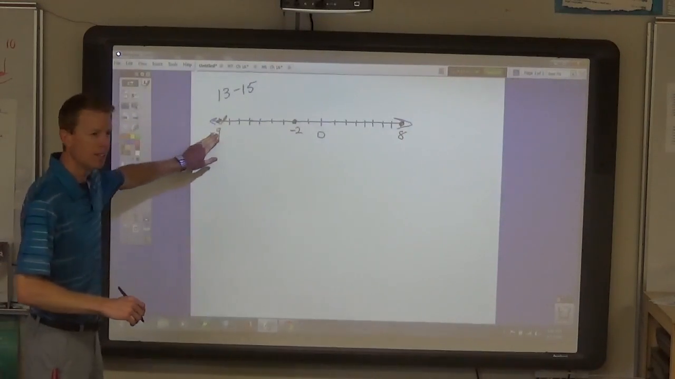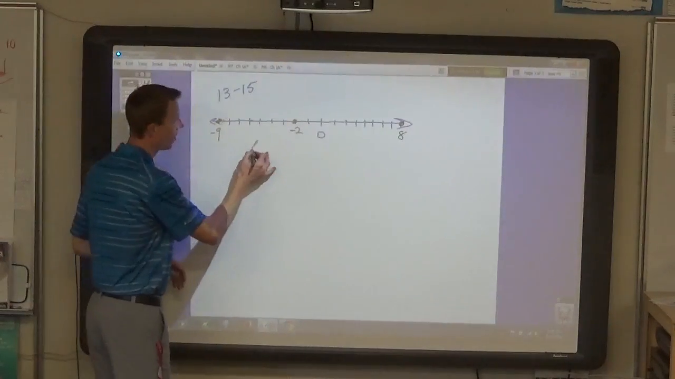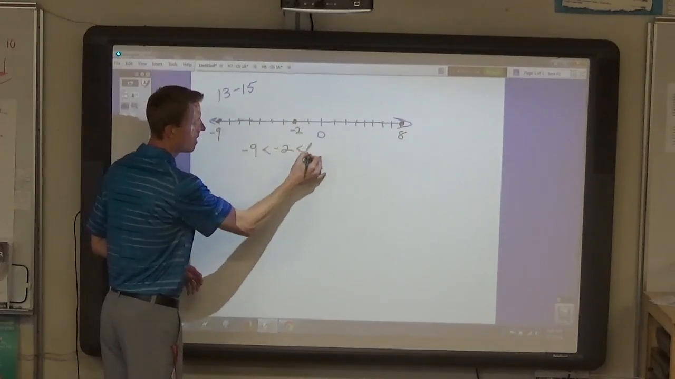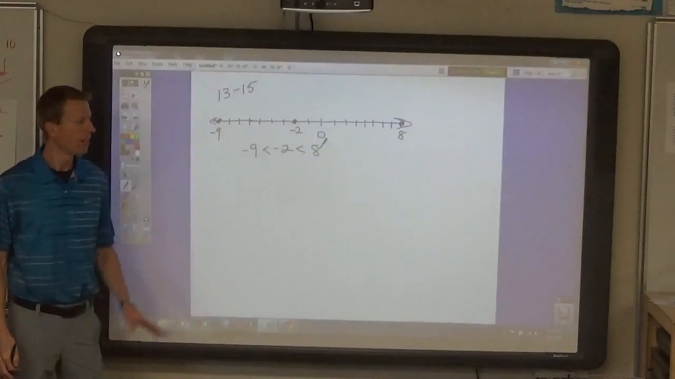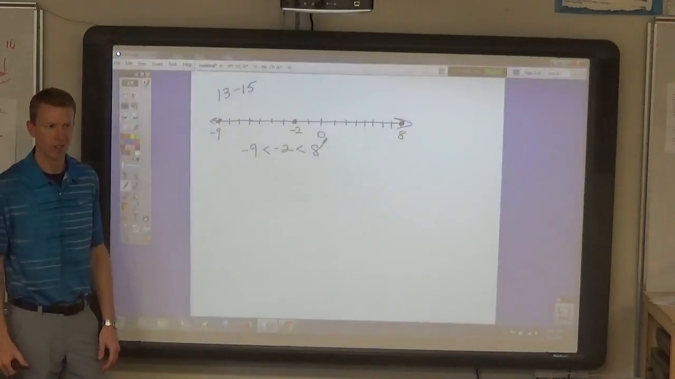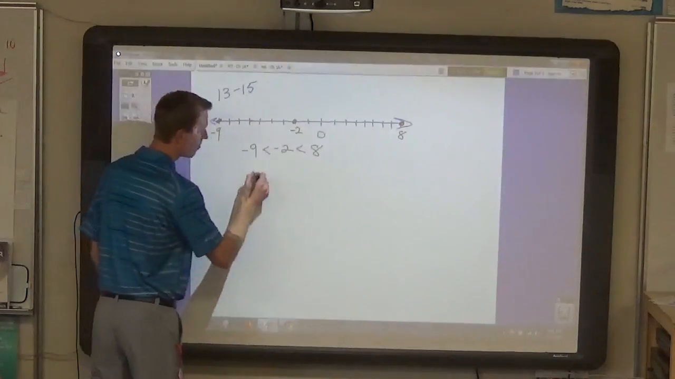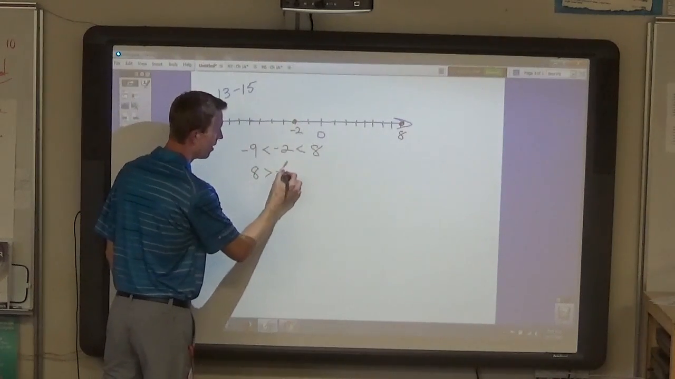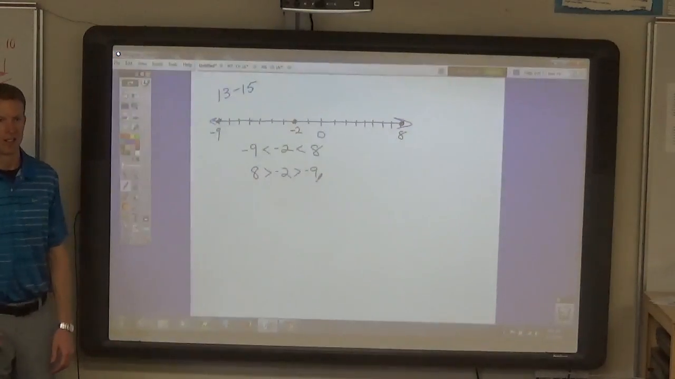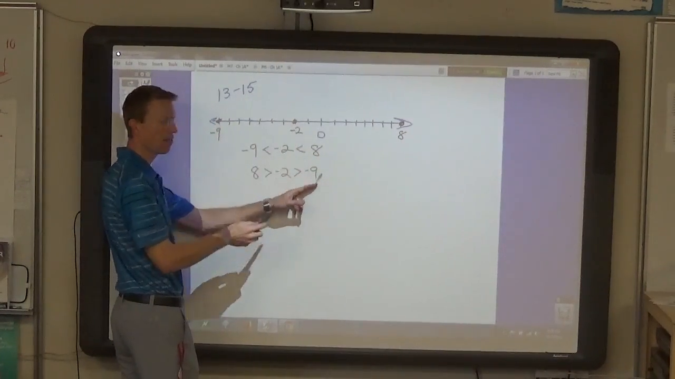Notice which one is less. The one that's furthest to the left. You could write this statement: -9 is less than -2, which is less than 8. And that's the order that they go in, going to the right. Or you could write it this way. 8 is greater than -2, which is greater than -9. Meaning that 8 is to the right of -2, which is to the right of -9.